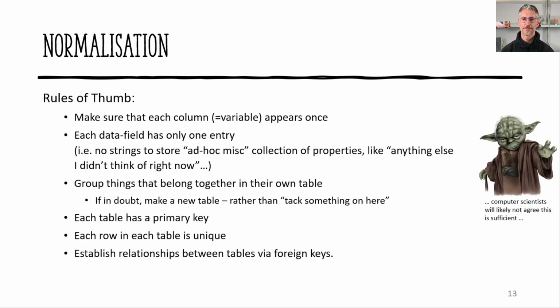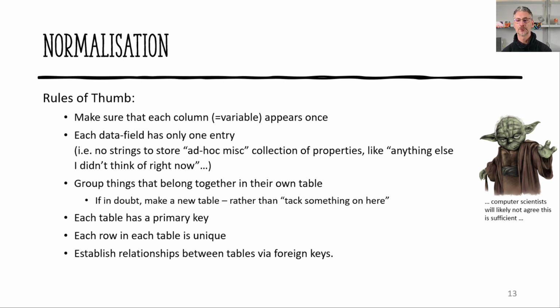So as a rule of thumb, make sure that each column or each variable appears only once. Each data field has only one entry, so there are no strings or ad hoc miscollection of properties or anything else I couldn't think of in variables. I'll just put in this very long string. If you have something, you maybe change your schema and amend it, but don't put a long string that groups everything together that you have forgotten in the first instance.